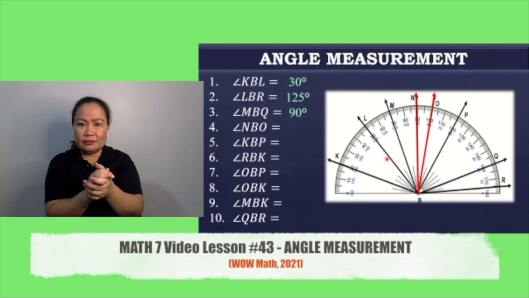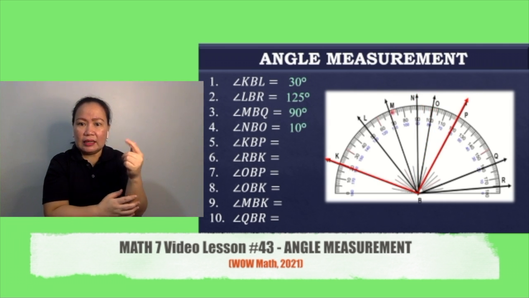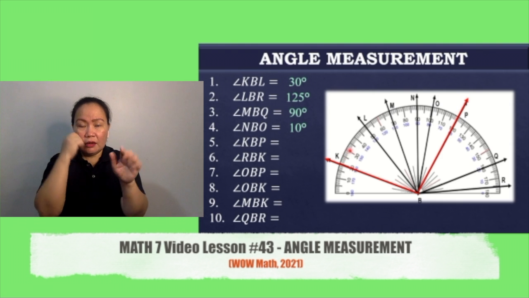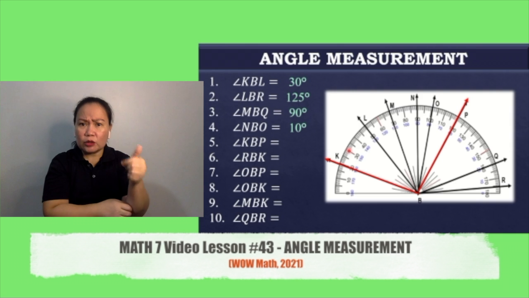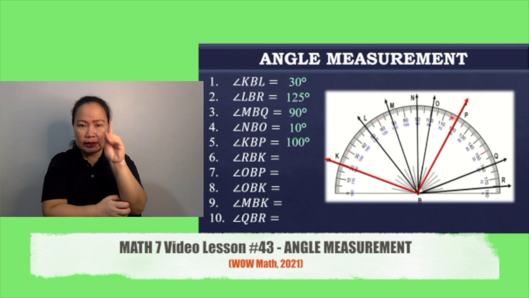Angle NBO. So, NBO. So, ito, madali lang. 10. Okay? And then, angle KBP. So, KBP, we have 10, 20, 30. Pwede mo bilangin kung by 5, 5, 10, kaya lang mas matagal. So, by 10s tayo. 10, 20, 30, 40, 50, 60, 70, 80, 90, 100. So, this is 100 degrees.